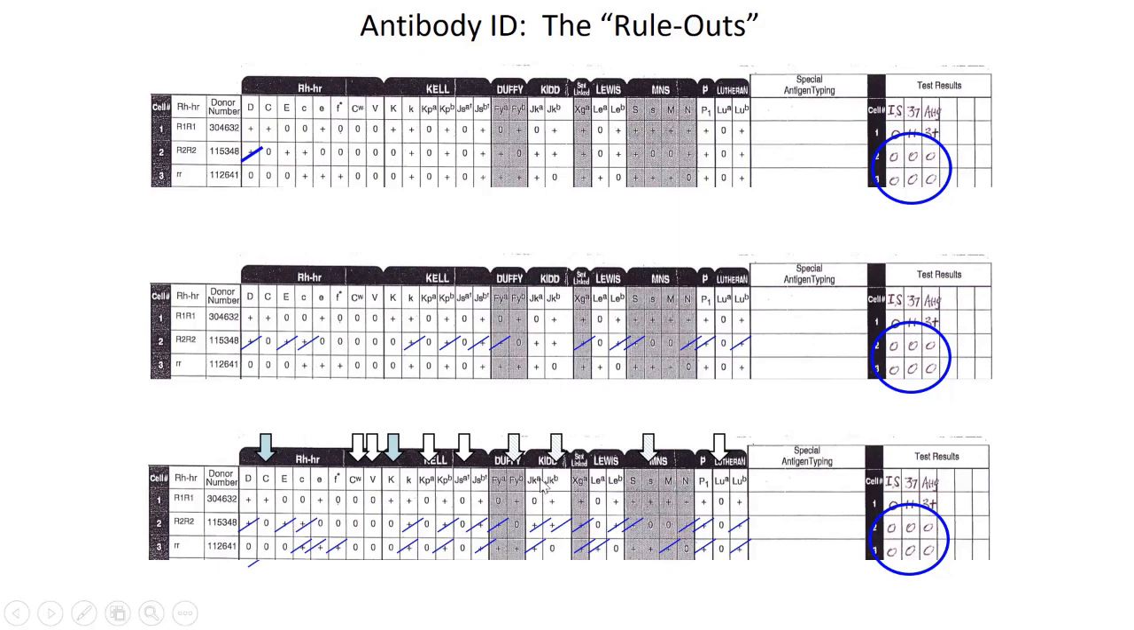The hashed arrows here reflect slightly less certainty because we have the issue of homozygosity versus heterozygosity. In screening cell 1, if you have big S and little s, or single dose expression, it's harder to rule out or rule in whether or not an antibody is at play because there were fewer targets available.